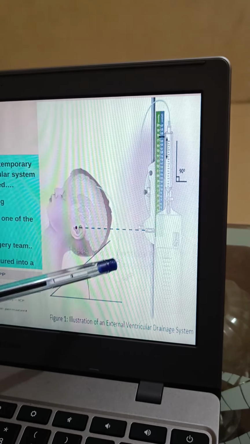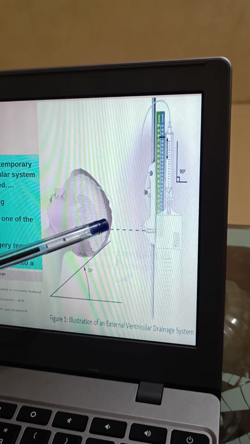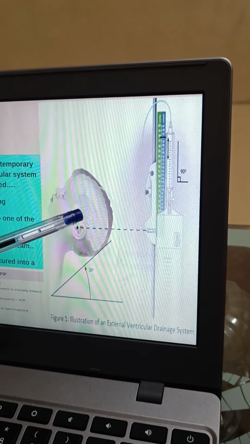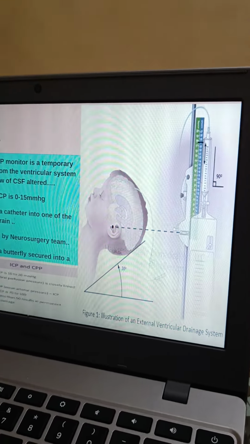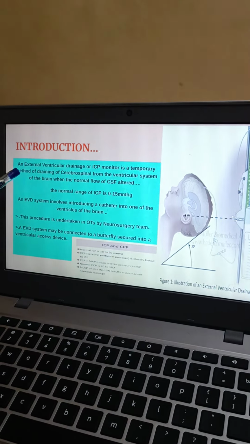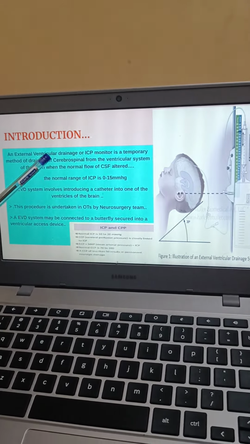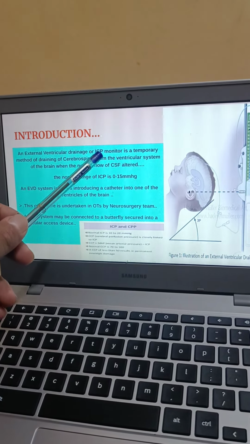As nurses, we should assess and monitor the hourly EVD output. That is the thing, it's a simple thing only. I will give you the definition. An external ventricular drain, another name for EVD, is an ICP monitor.